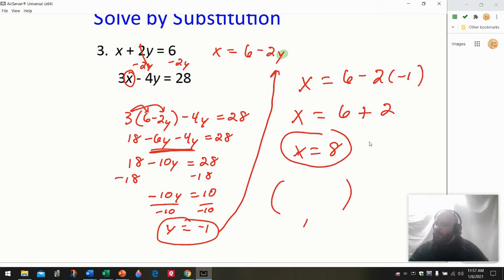Remember to write your ordered pair. Remember, the ordered pairs are always x and then y. So it has to be 8 and then negative 1. And so again, as the last two examples, there is one ordered pair, and that ordered pair is going to be where those two lines would cross if you had graphed them in the coordinate plane.